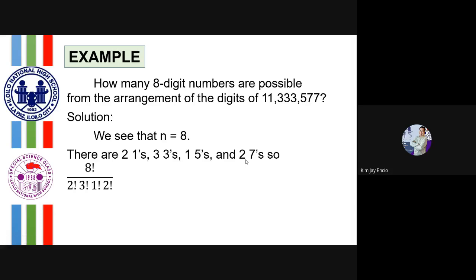Okay? So simplifying this using your calculator for fast results, it's 1,680 8-digit numbers. Meaning, if you make use only of these digits and rearrange them, you only count arrangements that are different. If you interchange the two 1s, that's not allowed. But if you interchange 1 and 3, 3 and 1 and so on, no problem. And if you do that, there are 1,680 ways in all.